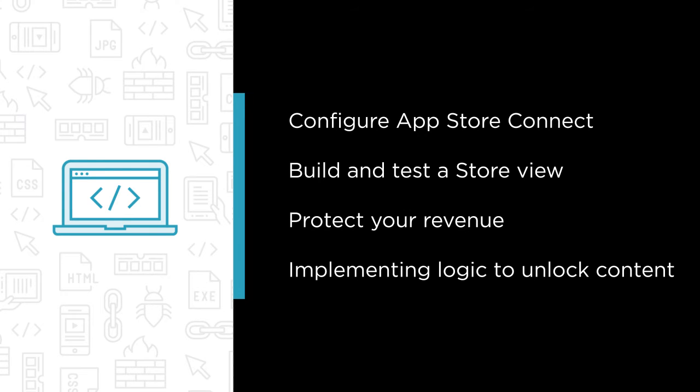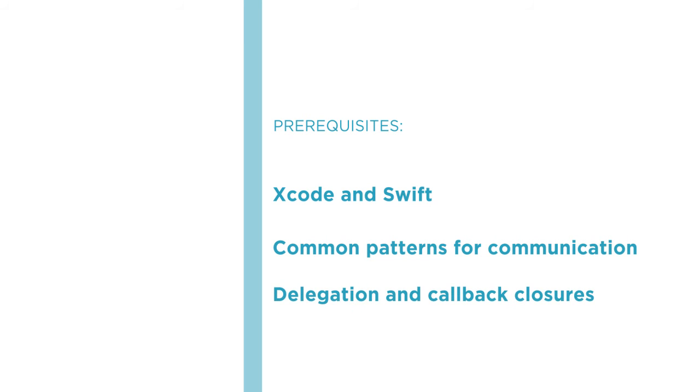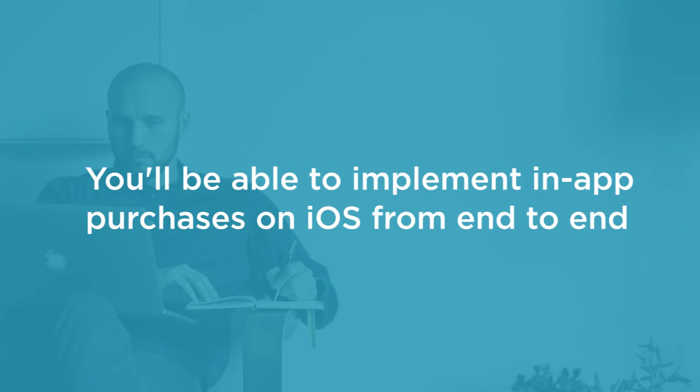In order to follow along comfortably with the course material, my hope is that you've worked with Xcode and written Swift code just above the beginner level. For example, you should be at ease with the common patterns for communication between objects in iOS, such as delegation and callback closures. When you've finished with this course, you'll have the skills and the knowledge you need to implement in-app purchases on iOS from end to end.